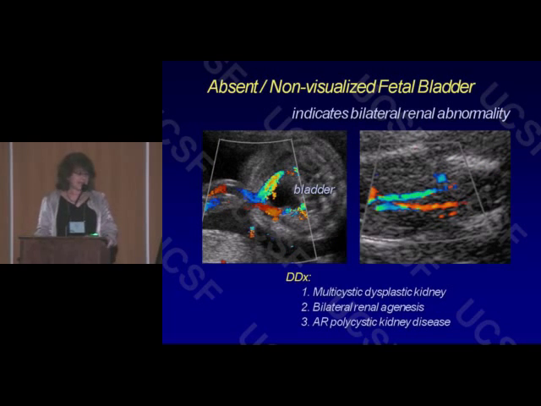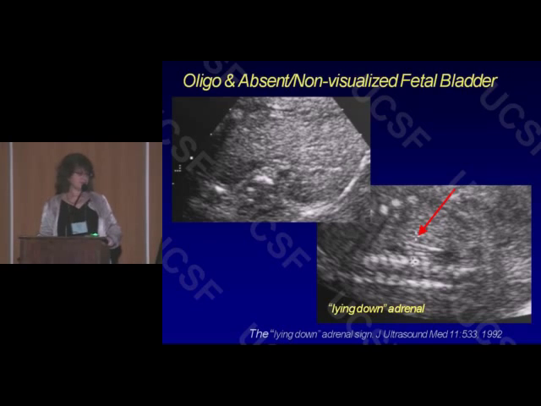Going back to the bladder, on your left is a normal-sized bladder, but oligohydramnios may be seen in the setting of a non-visualized, apparently absent bladder, usually present but non-filled. This indicates a bilateral renal abnormality. One good kidney would give enough urine to fill the bladder, but if there's no fluid in the bladder, it's bilateral, and the differential is shown here. We'd think about multicystic dysplastic kidney, bilateral absent kidneys, or autosomal recessive polycystic kidneys, and we'll go through those conditions.